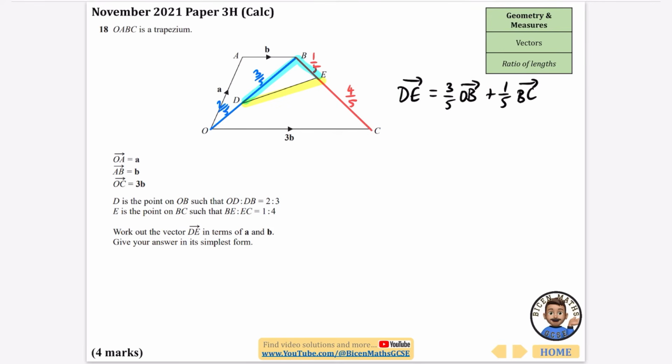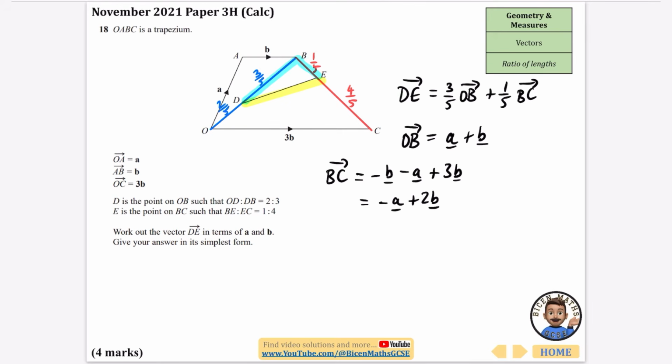So all I need to do is find out what OB and what BC are, and then I'm good to go. So let's find out what OB is. OB is how you get from here to here. It is simply just A plus B. Now I'm going to work out what BC is equal to. So how do I get from B to C? Well, it is minus B, going backwards along there, then minus A plus 3B. So that is minus A plus 2B.